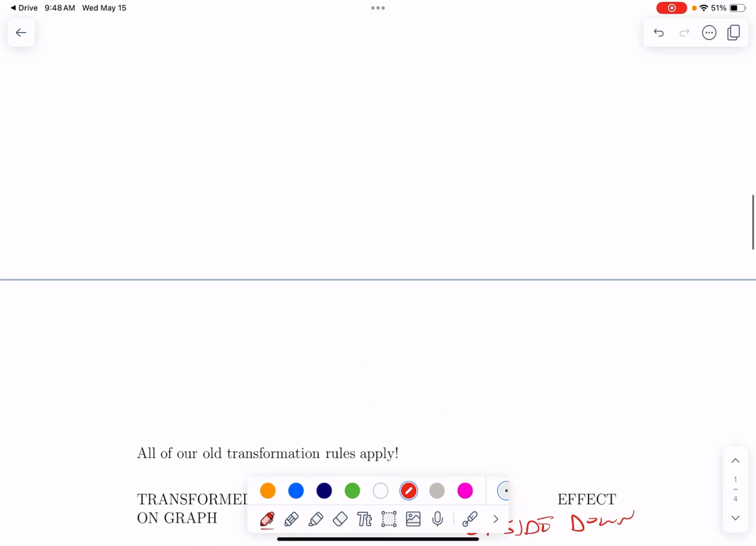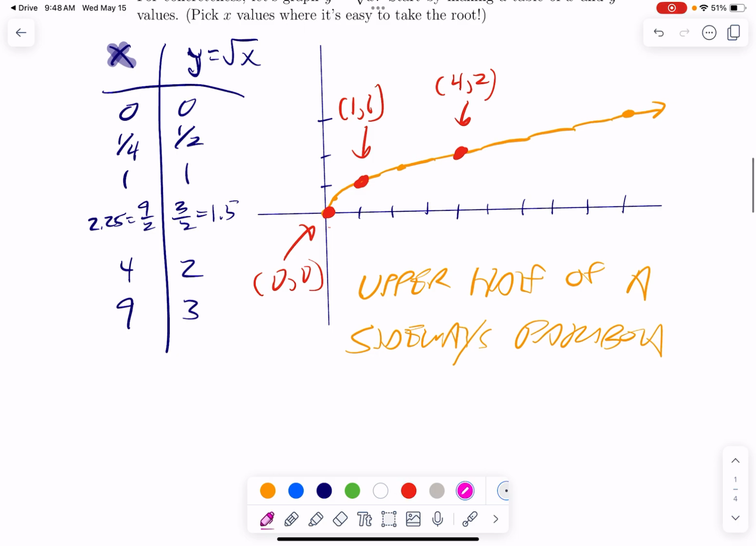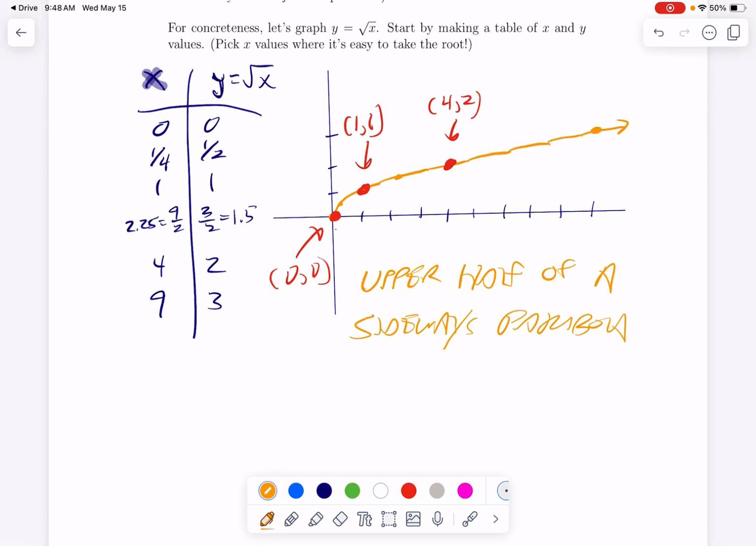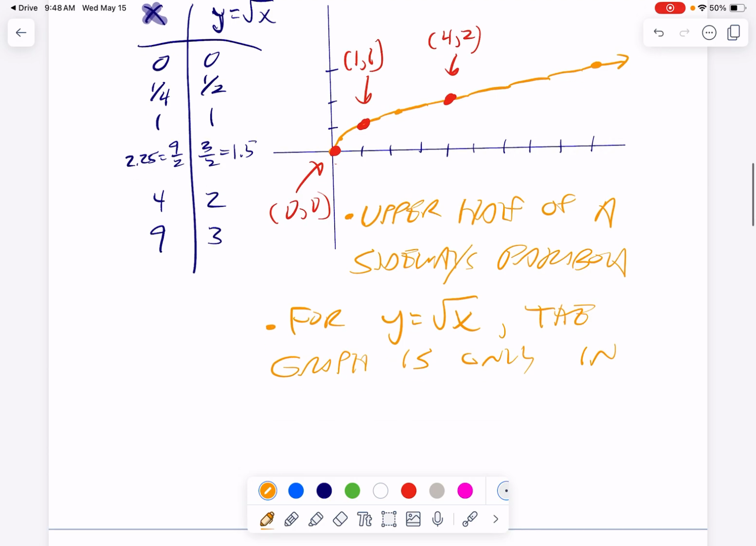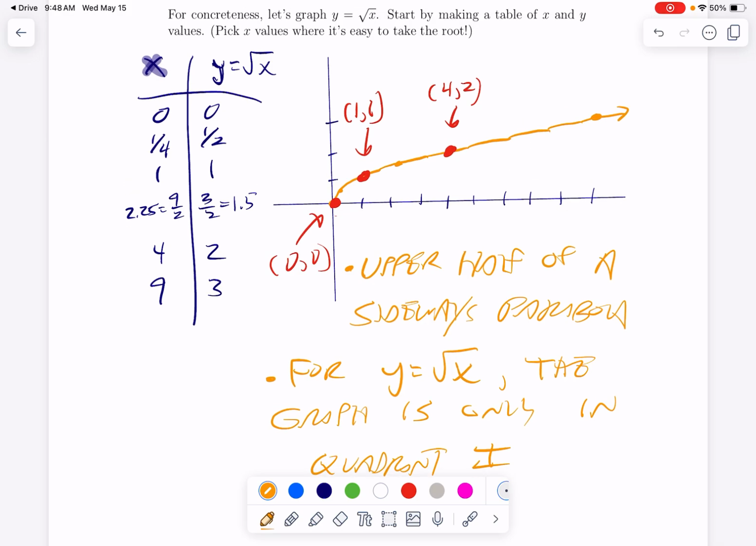One thing I should comment about on this graph is that this graph only exists in the first quadrant. We really can only make sense of this if both x and y are positive. So we'll also note that. For this plain version of y equals root x, the graph is only in quadrant 1. We can only take square roots of positives or 0. And when we take that square root, we get a positive or 0. Right, this is the square root function, which only gives us one answer, the positive answer.